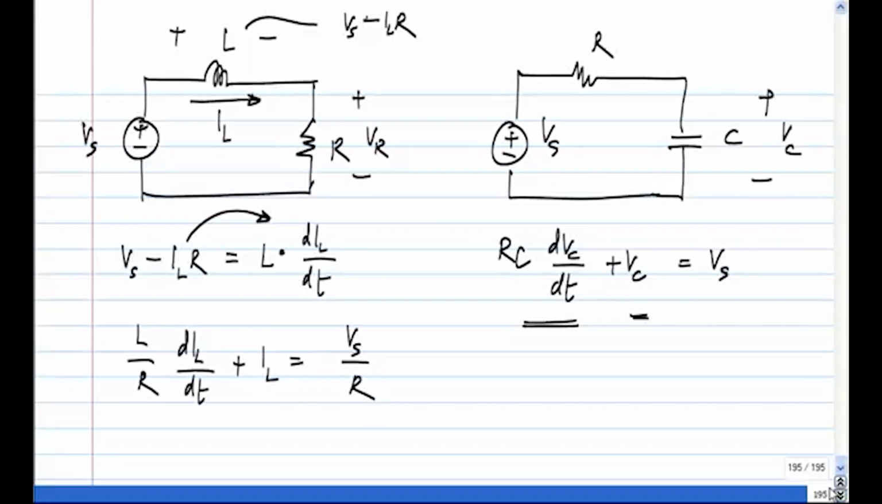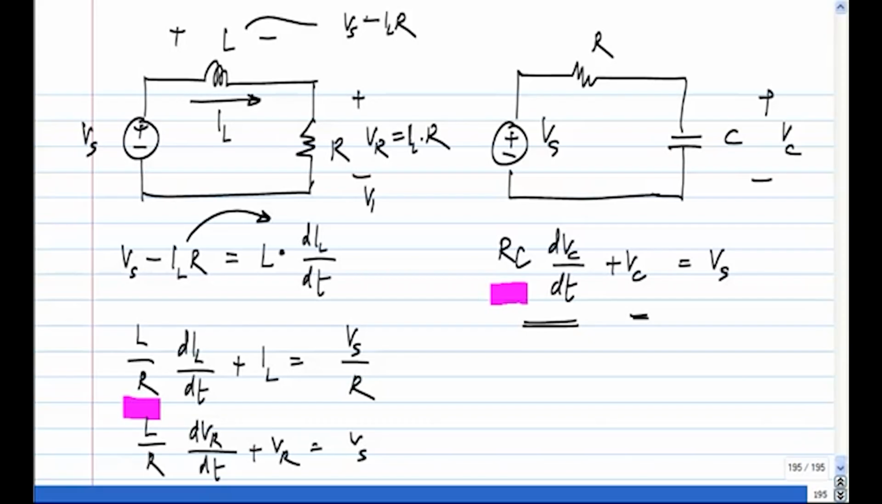And if I write it in terms of VR, there is nothing special about it. VR in this particular case is IL times R. Okay. So I will get L by R, okay, I get something like that. So I will just associate the terms and explain this. This is the time constant, so that is the time constant L by R, okay, and everything else is exactly the same as in this case, okay.